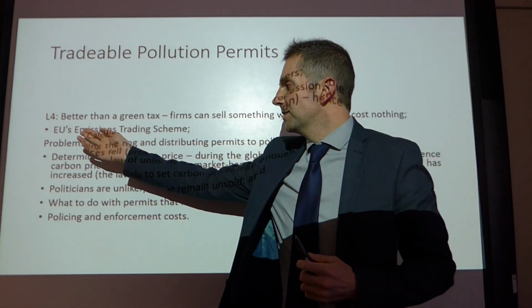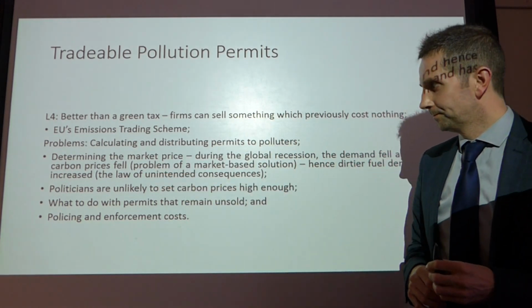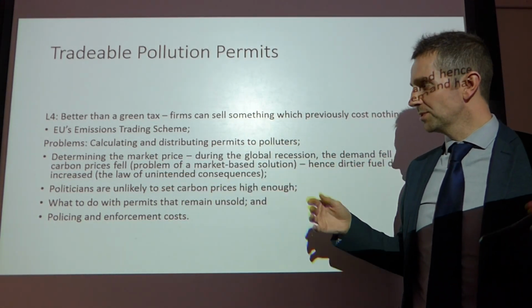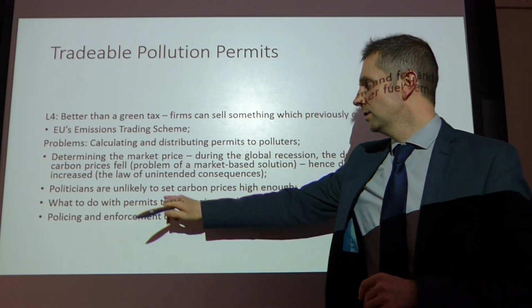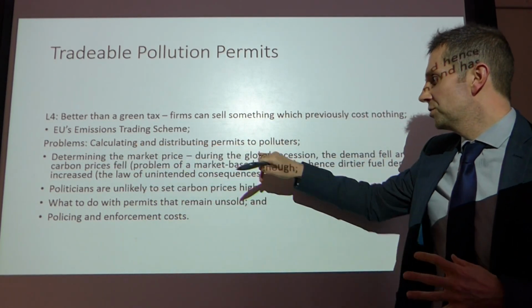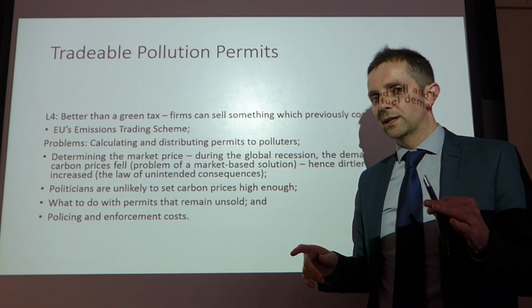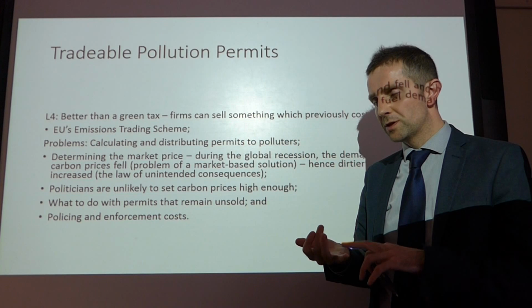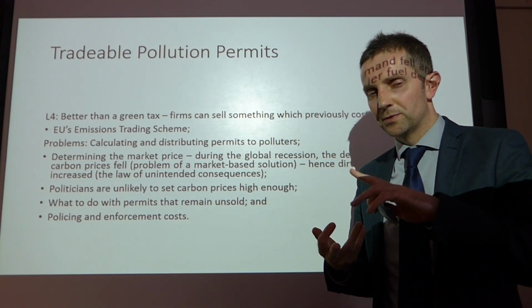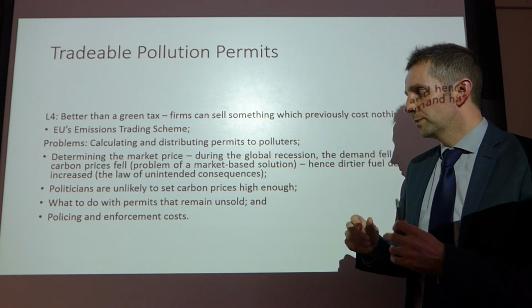Don't forget about the example of the EU's emissions trading scheme, which you can look up. What are some of the problems associated with this tradeable pollution permit scheme? Well, how do you calculate and then distribute the permits to polluters? That is a very complex thing to have to do. The problems with the measurement, the problems with the distribution, the problems with the policing of it, the problems with the enforcement of it, all very complicated.